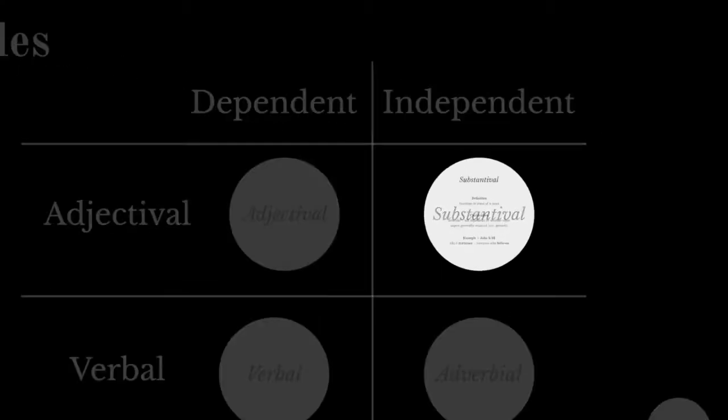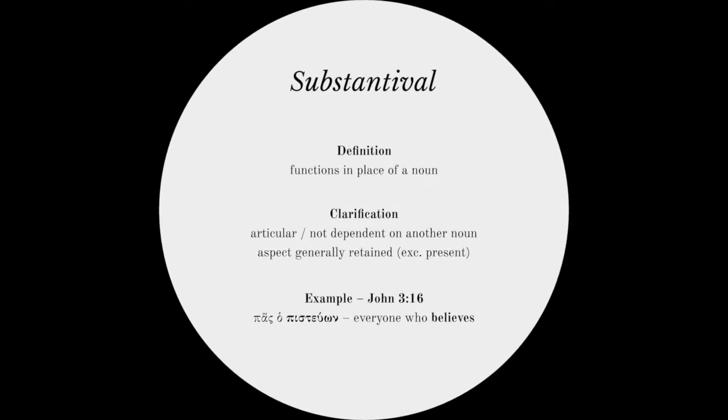An adjectival participle that is independent can stand in place of a noun. They always have an article, and while the aspect of the tense is not the focus, its meaning is often retained to some extent. An example of this type of participle is found in John 3:16. The present aspect suggests the idea of someone who believes and keeps on believing.